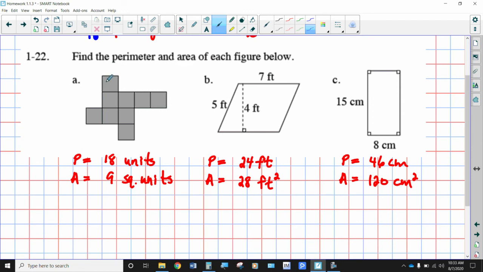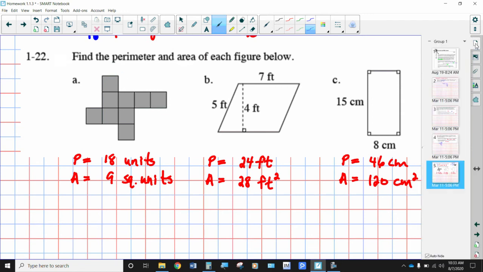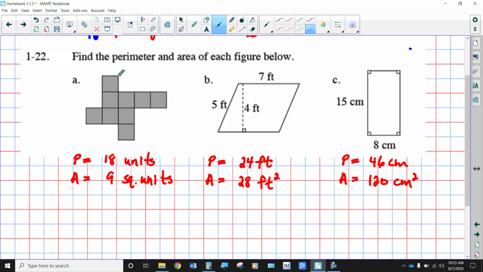And I believe this is the last problem. Yes, the last problem. So finding the perimeter and the area of each one of these shapes. This one, the area is pretty easy. You're just going to count up 1, 2, 3, 4, 5, 6, 7, 8, 9 square units. As far as the perimeter goes, just count your way around. You will count 18 units.